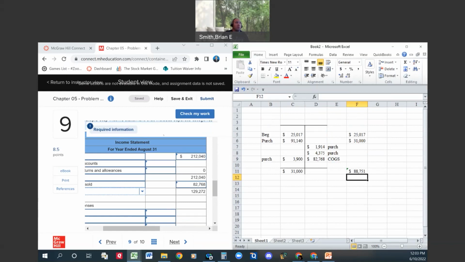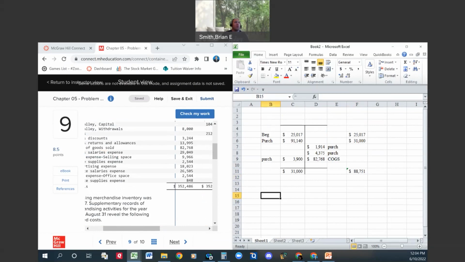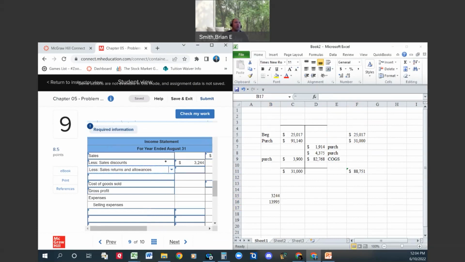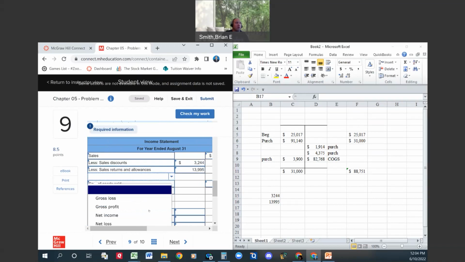So let's go up. No, really, let's go up. So we have discounts of 32.44 and 13,995 for returns and allowances. 32.44, 13,995. Okay. This one's going to be net sales. There we go. I was wondering where that was at. All right, so we're good all the way down here.